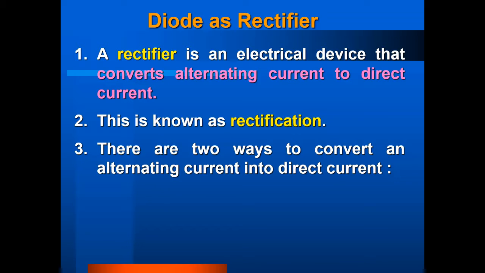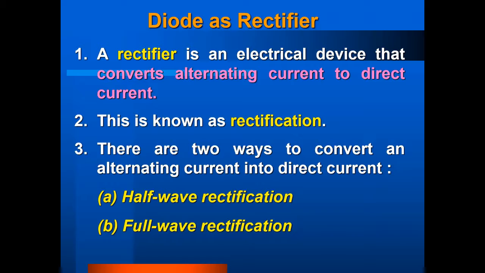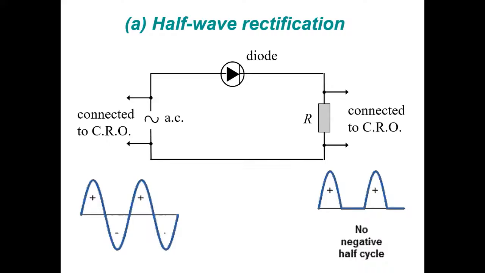So we have two ways to convert the alternating current into direct current. One is half wave rectification, another one is full wave rectification. We look at the difference between these two processes of rectification. This diagram shows the connection of the diode for half wave rectification. For half wave rectification, we only need one diode.